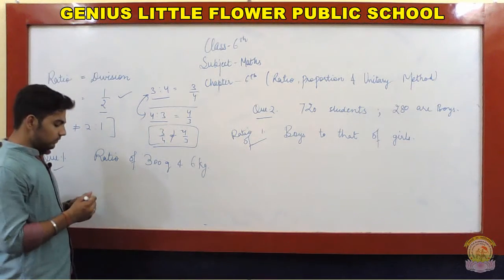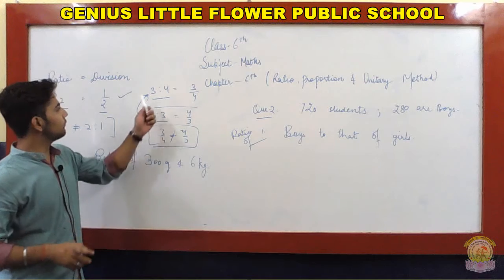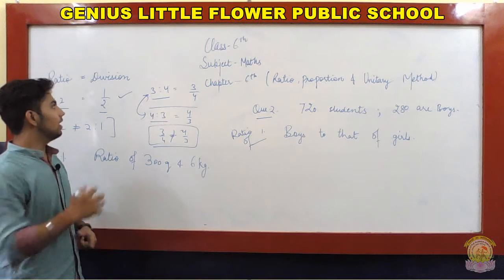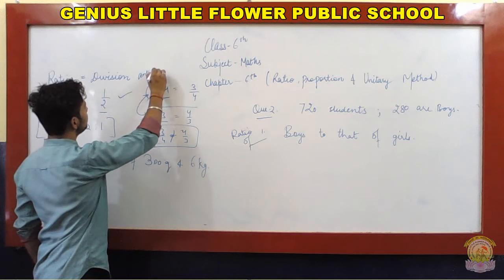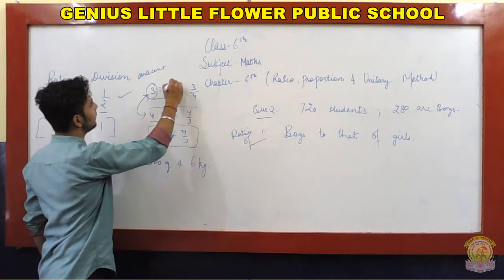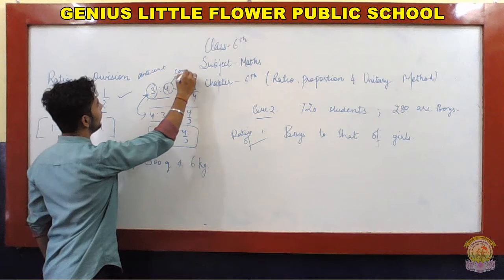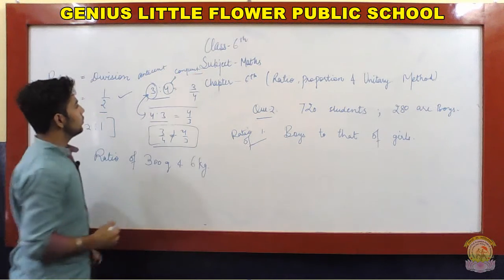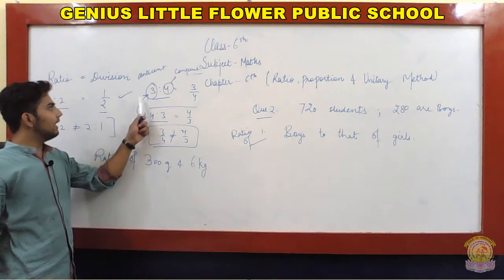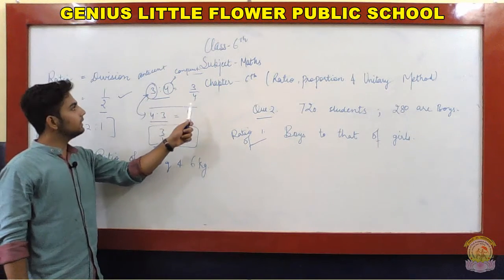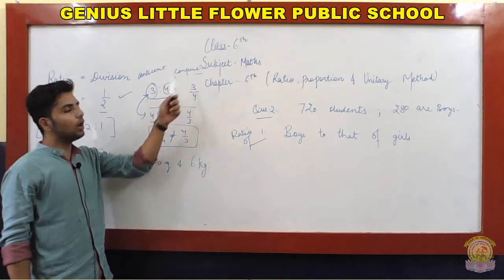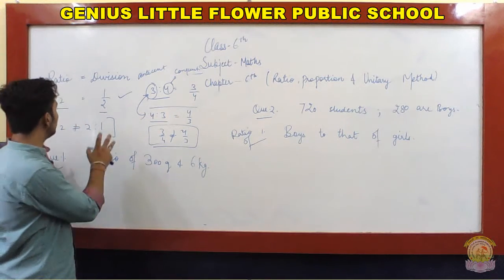So now ratio consists of two main parts, the left hand term and the right hand term. The left hand term is called antecedent and the right hand term is called consequent. You can check it from your books that the left hand term, or the numerator term, is called antecedent and the denominator term, the right hand term, is called consequent. This is generally your ratio.